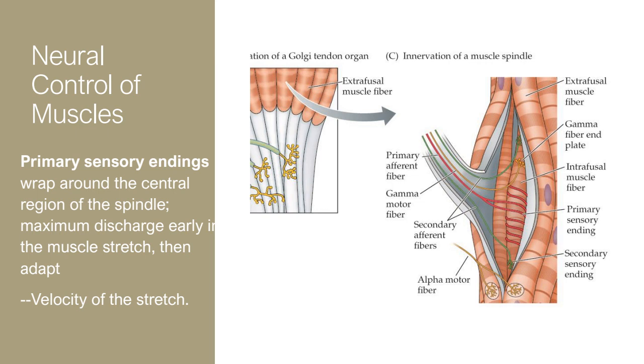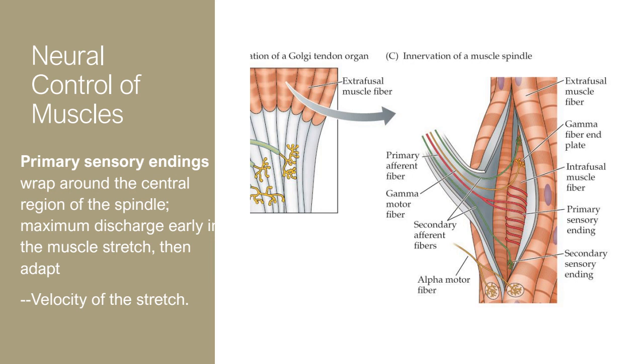Because these sensory endings interact with all three types of muscle spindle fibers, they provide information about both the length and the velocity of the stretch. These primary sensory endings fire rapidly, they fire early during the stretch of a muscle, but they begin to fire more slowly at the end of the stretch.